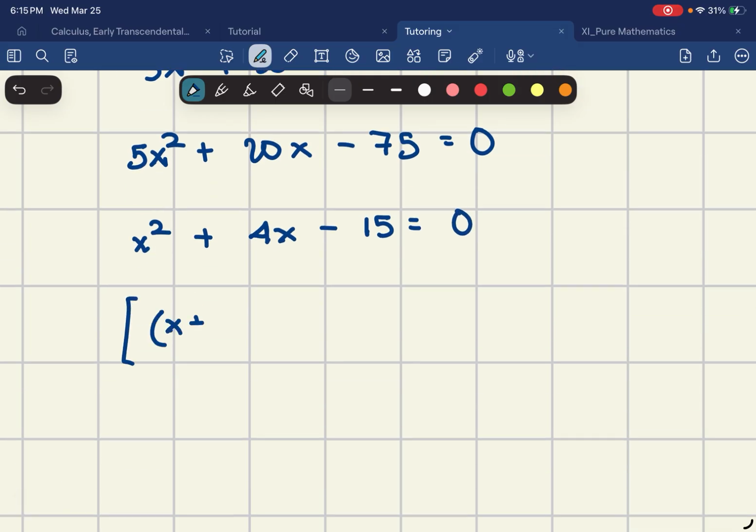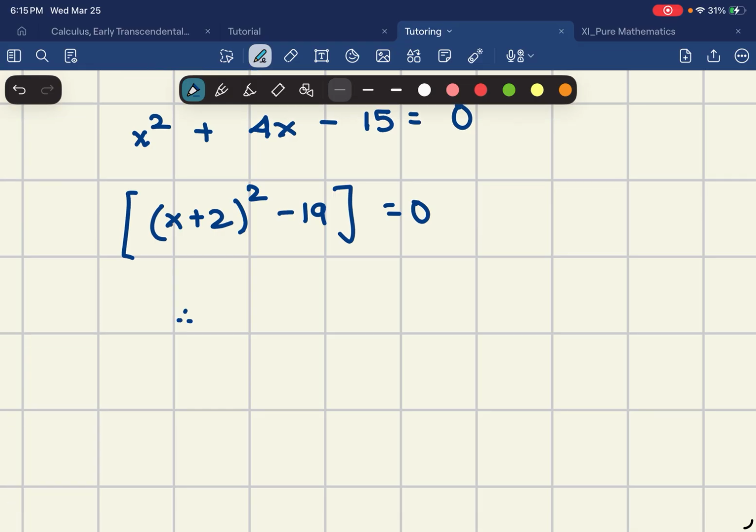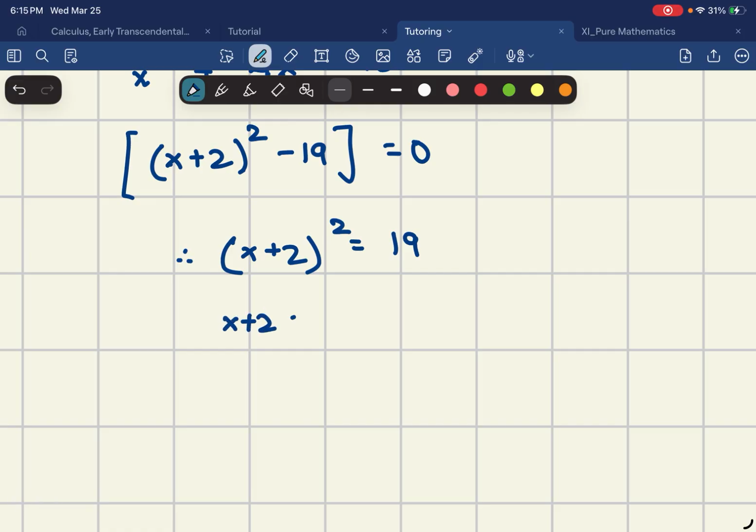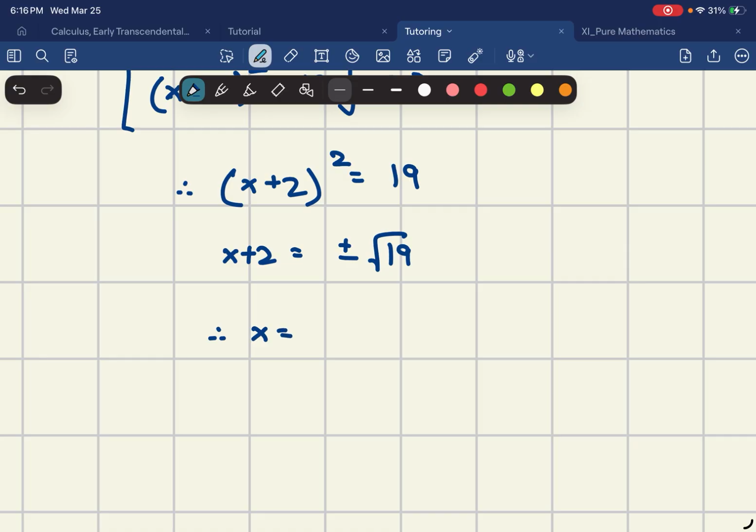So x plus 2 squared, right? So I think you are used to doing this. You take the x, there is no coefficient to the x squared term, so x plus 2 squared, right? And then 2 squared gives me 4, but I need to have negative 15. So I need to subtract 19 equal to 0. So therefore, x plus 2 squared is just going to be 19. If I add 19 on both sides, x plus 2 is plus or minus the square root of 19. And finally, x is going to be negative 2 plus or minus the square root of 19.